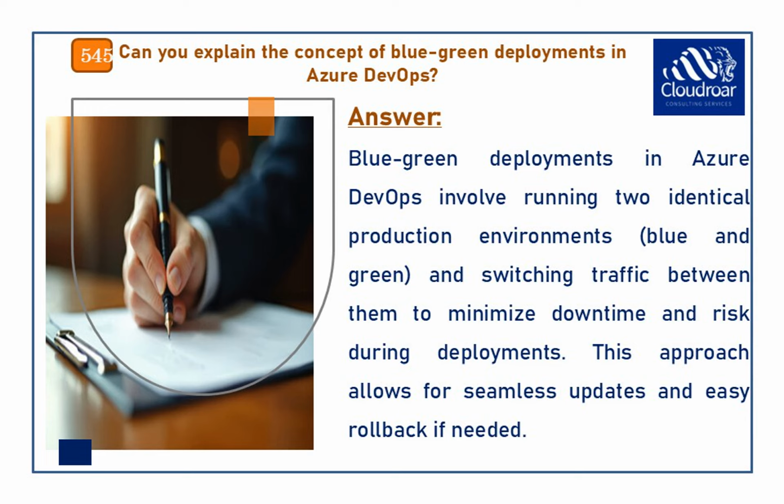Question 545. Can you explain the concept of blue-green deployments in Azure DevOps? Blue-green deployments in Azure DevOps involve running two identical production environments, blue and green, and switching traffic between them to minimize downtime and risk during deployments. This approach allows for seamless updates and easy rollback if needed.